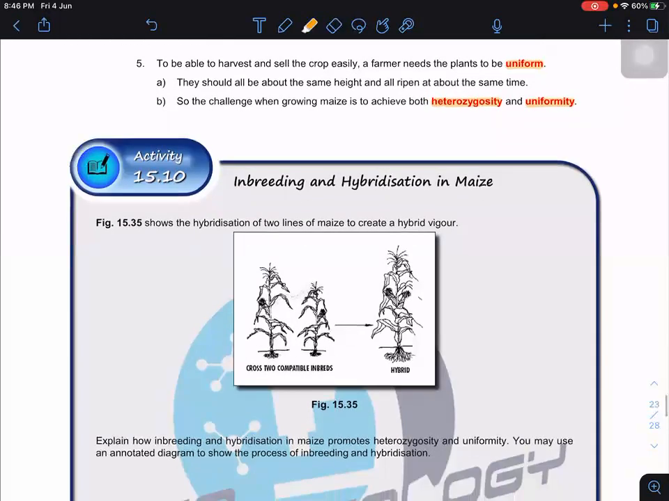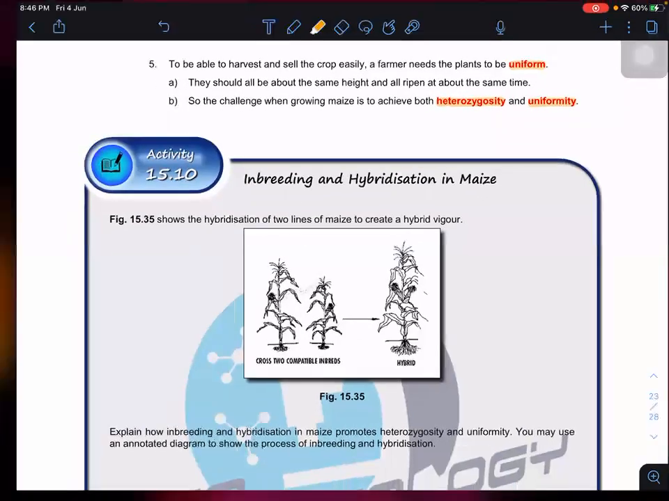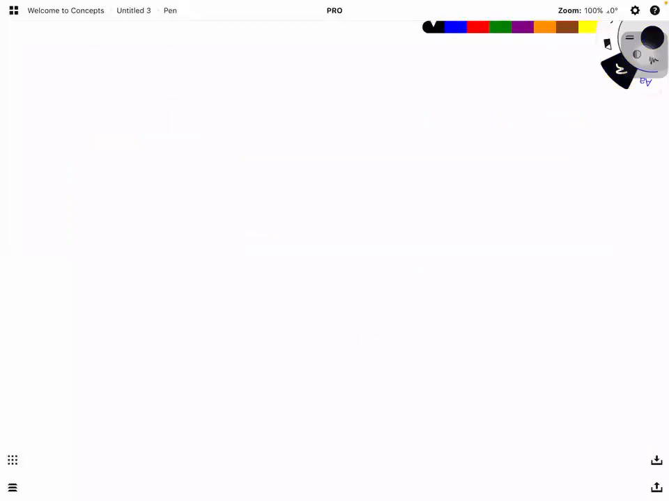Let us look at this. Okay. So to achieve uniformity as well as the heterozygosity, then we need to carry out this process in a correct sequence. So what is the first step? Step number 1, we're going to do inbreeding.